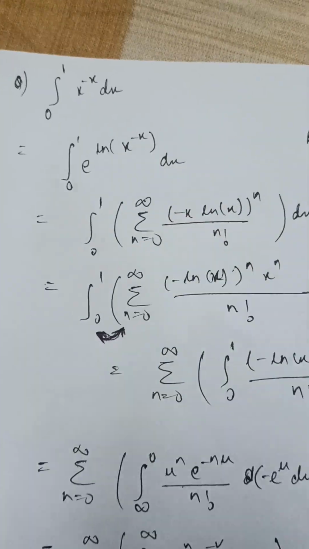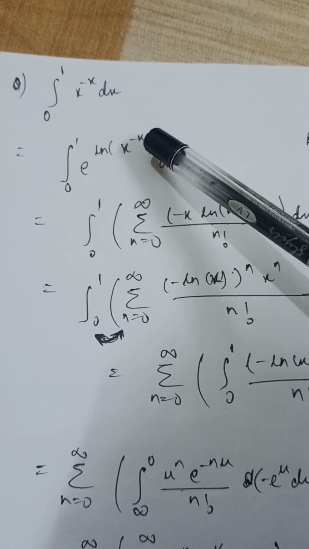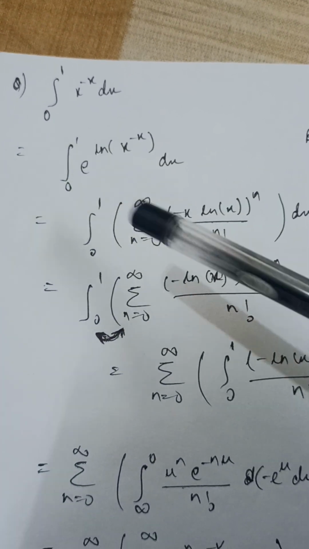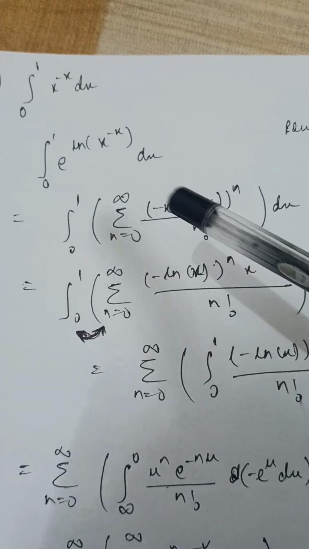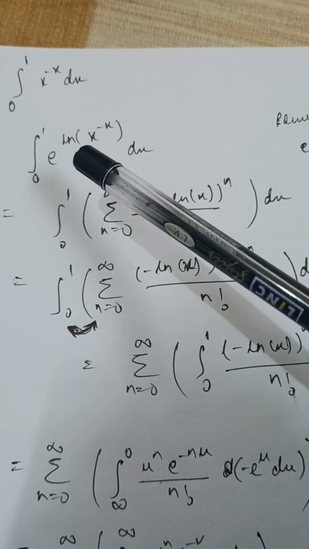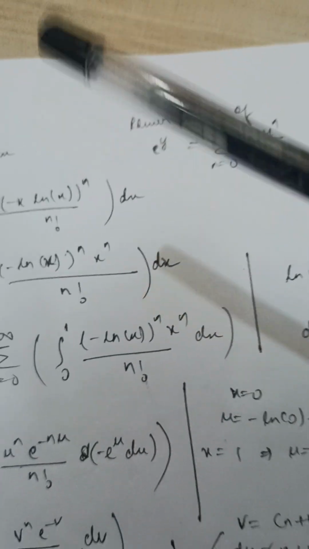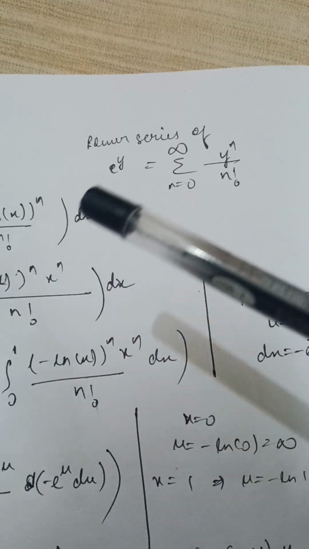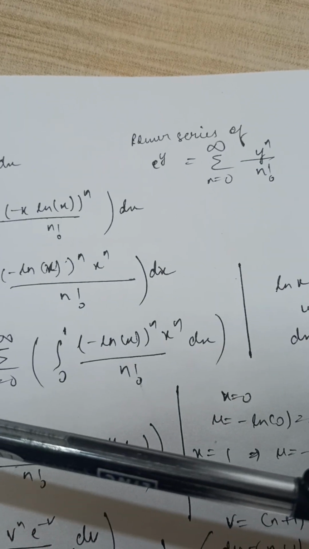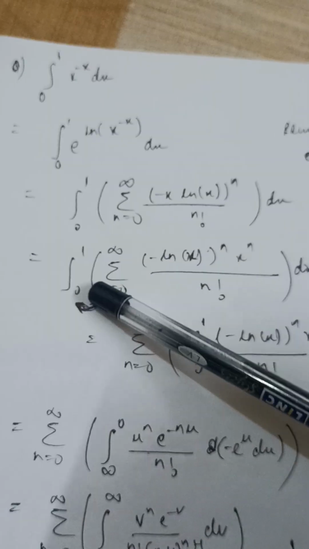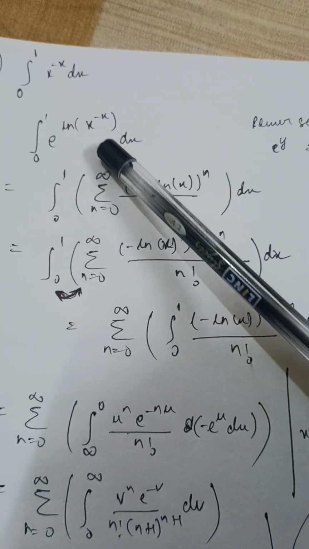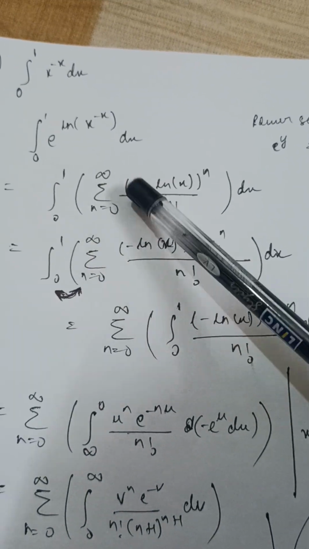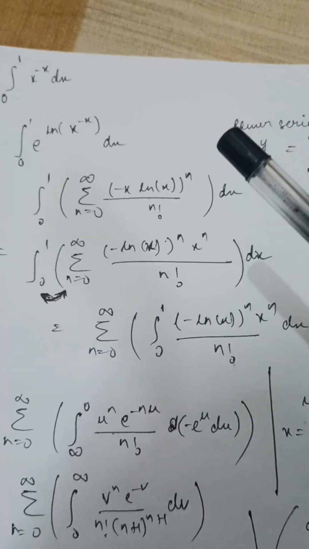So I have written this as the integral from 0 to 1 of e to the power ln of x to the power minus x dx. Now I can just move this minus x to the front of the ln. This is a logarithm property that we can use. Then I am also using the power series of e to the power y, which you can check is the summation from n equals 0 to infinity of y to the power n upon n factorial. So now, using this power series, I am substituting this as the summation n from 0 to infinity of this function.